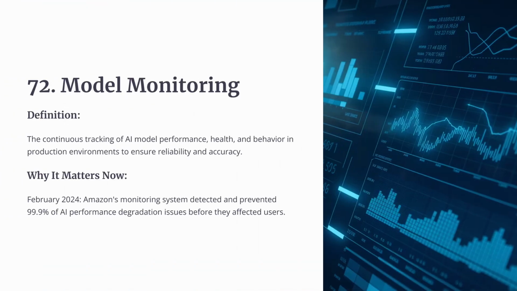Model monitoring is the continuous tracking of AI model performance, health, and behavior in production environments to ensure reliability and accuracy. Think of this like having a team of doctors constantly checking a patient's vital signs. Amazon's system is like having a medical monitor so advanced it can predict and prevent nearly every possible health issue before it becomes serious. It's catching 99.9% of problems before users even notice them.